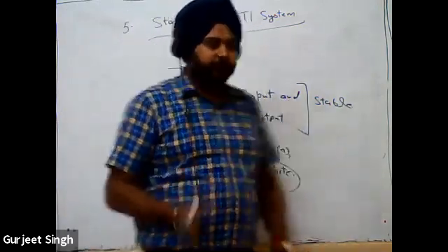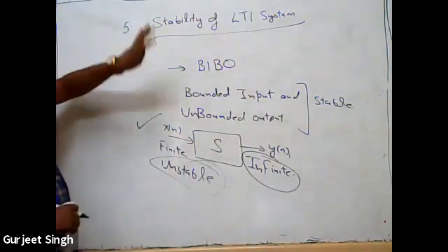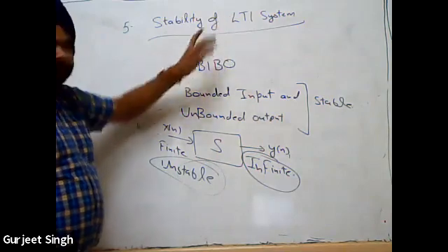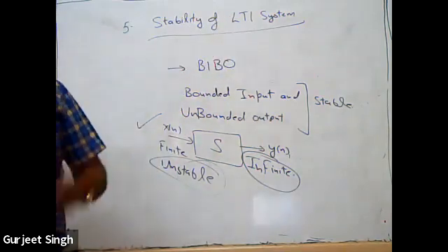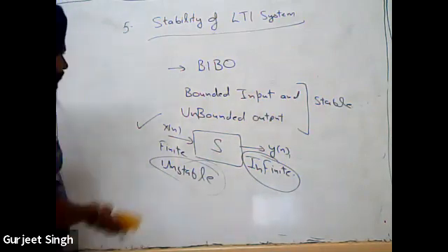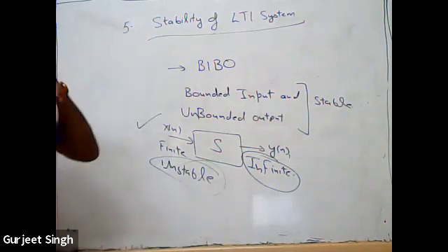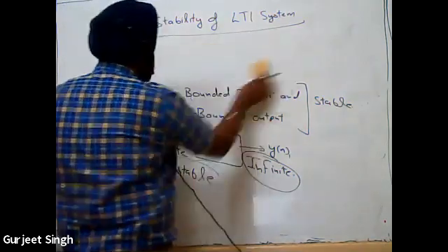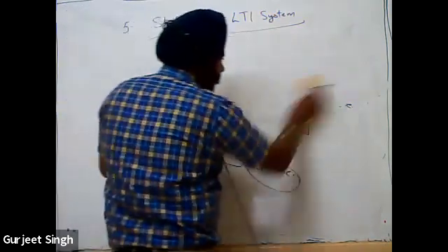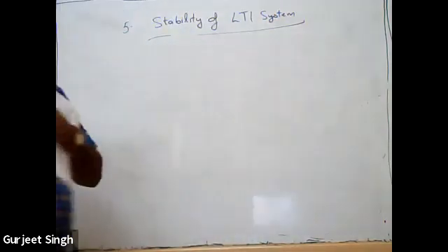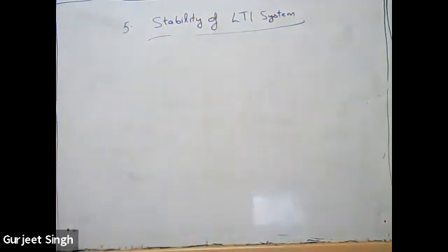Now what we have to learn is the stability of the LTI system. What is the condition of the LTI system when it will become stable? कि हमारा LTI system कब stable होगा? ठीक है? We will study this property. BIBO criteria is for the normal system. So we have to study the stability of the LTI system, means when our LTI system is stable or unstable. So we will discuss that.